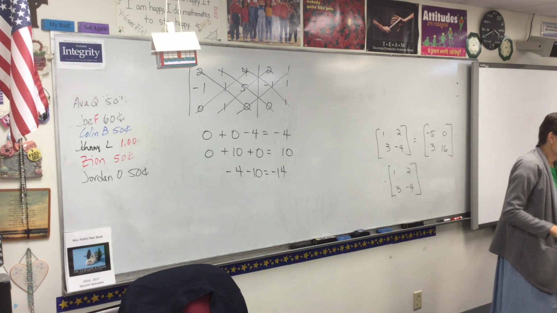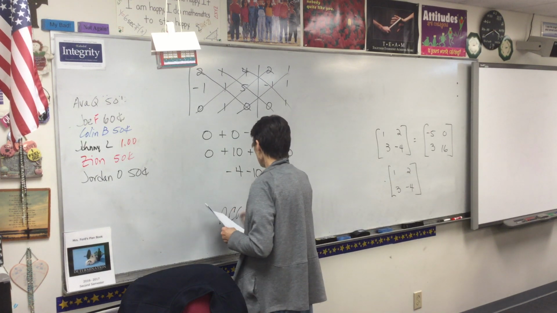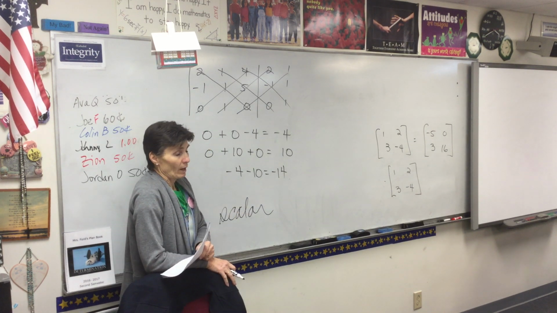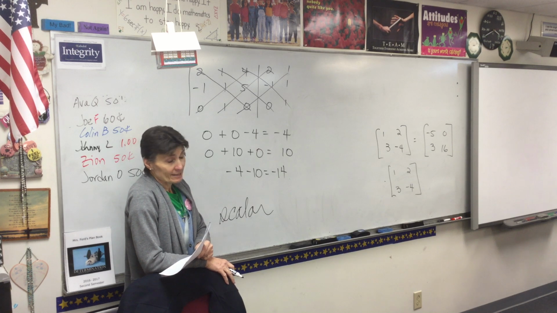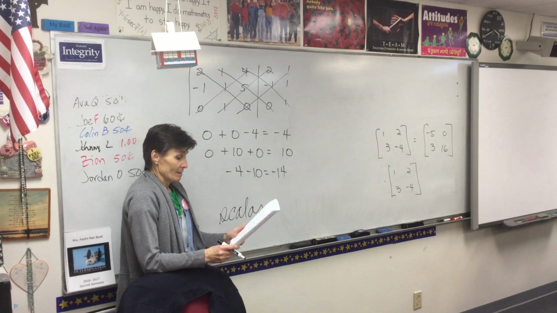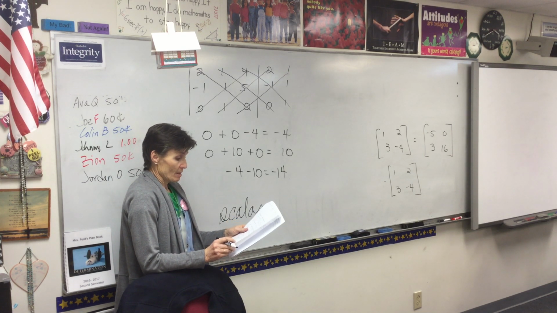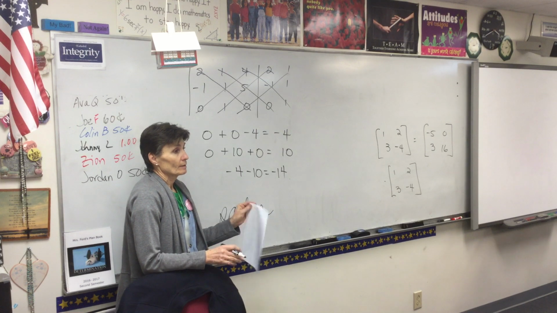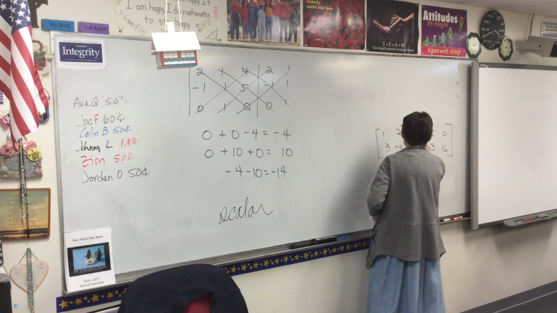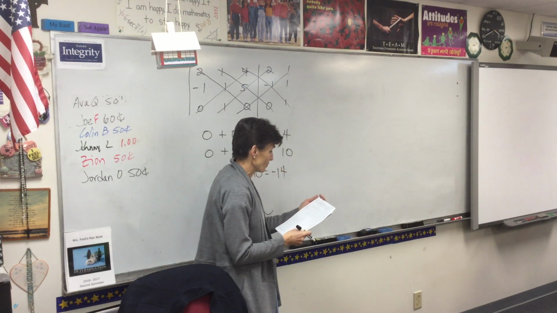In the expression 3A, 3 is called a scalar, S-C-A-L-A-R. Is A a square matrix? No. Why not? Because it's 2 by 4. It doesn't have the same number of rows as columns. Define a matrix: a rectangular array of numbers arranged in rows and columns.